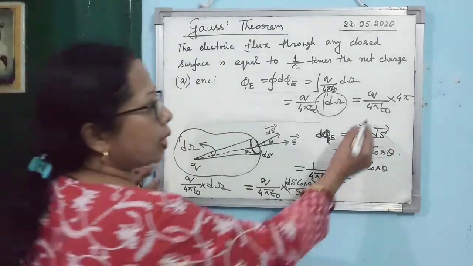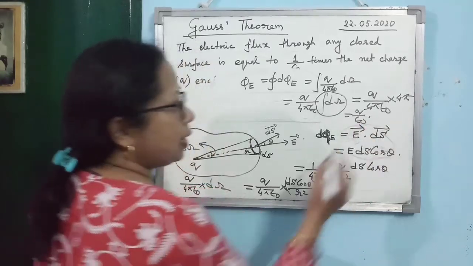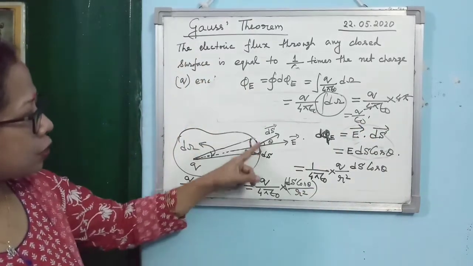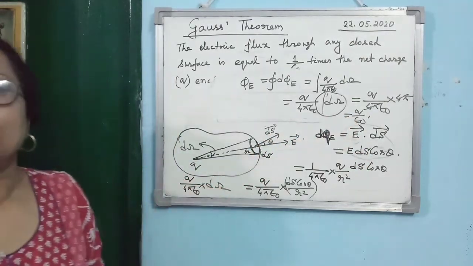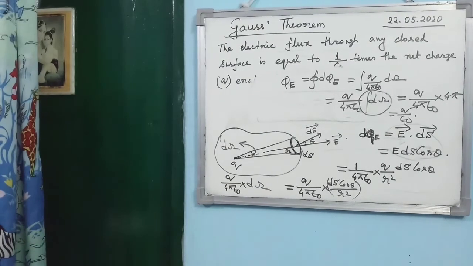So you see what you are getting, 4 pi gets cancelled. So Q by epsilon naught. So what is phi E? The electric flux associated with the entire surface is Q by epsilon naught. Clear to everybody? So that is the proof of the Gauss's theorem.